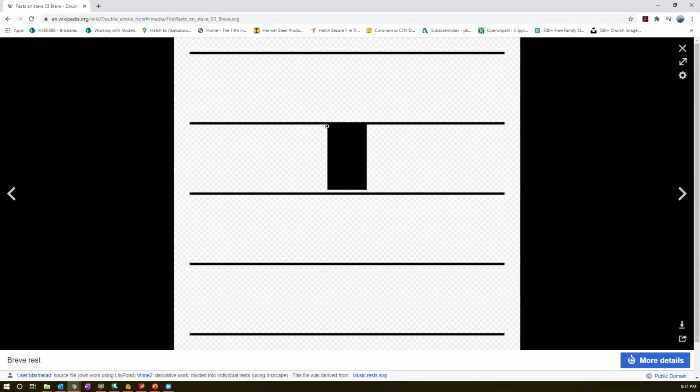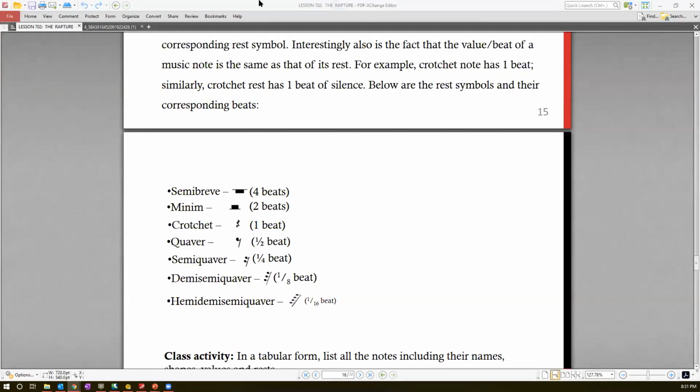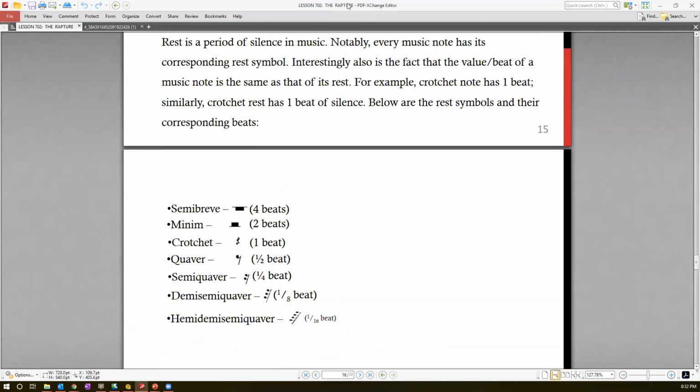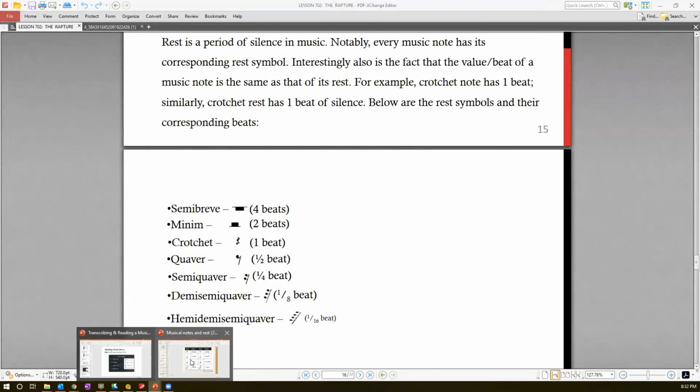We hardly use a breve rest. Certainly, more professional musicians definitely come across this, but for now that's quite in-depth and we hardly cover that. Any questions? All right. Okay, let's see what we have here.